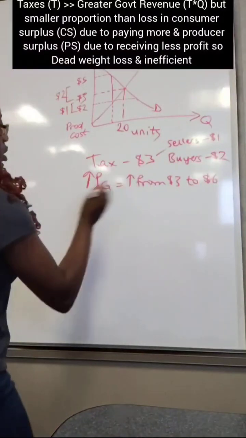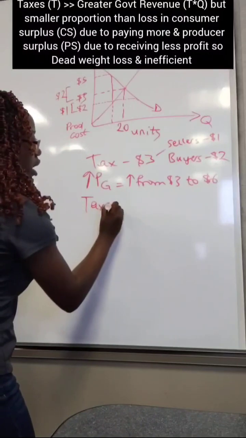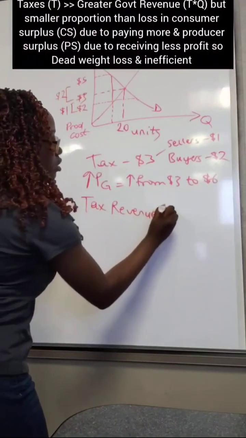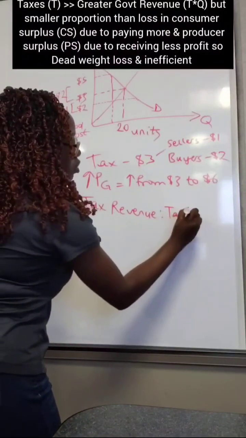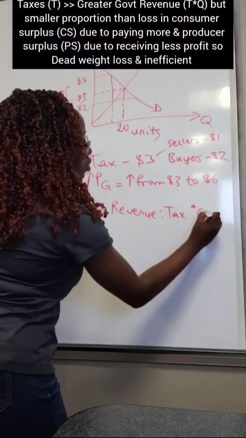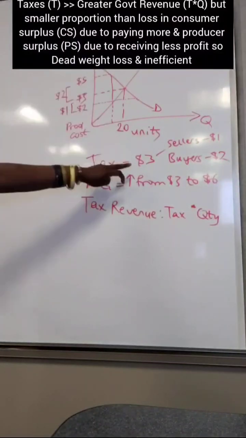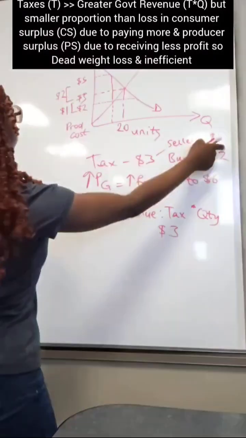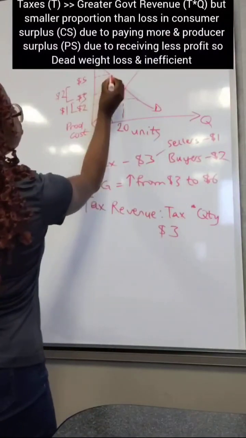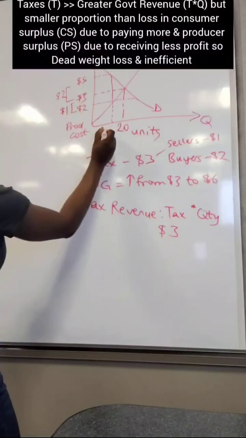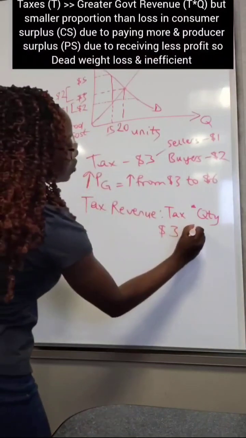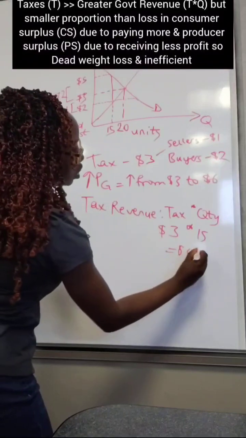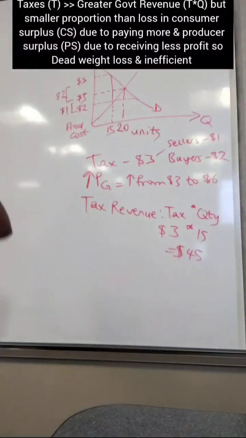So remember, I haven't mentioned this before, but basically the tax revenue which the government gets is the tax that is imposed times the quantity that is sold, right? So the tax that is imposed is $3. Remember, $2 from the buyers and $1 from the seller, and then the quantity that is being sold at this selling price is probably, let's just say it's 15, right? So 3 times 15, and that's going to give $45 in this very hypothetical example, right?